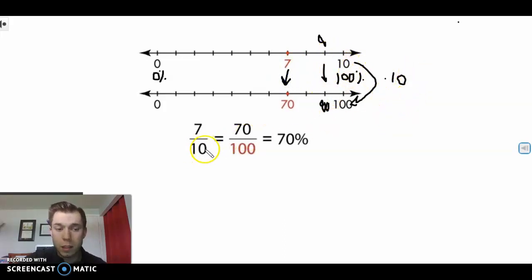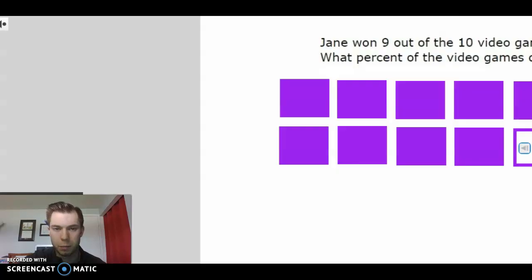We can then write this in a ratio, as we talked about. To go from 10 to 100, you would have to multiply by 10. That means to go from 7 to 70, you would have to multiply by 10. That gets you 70%.